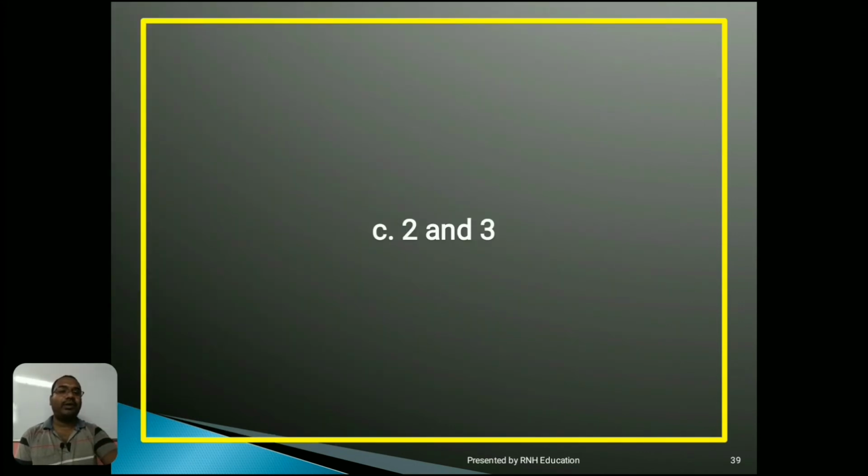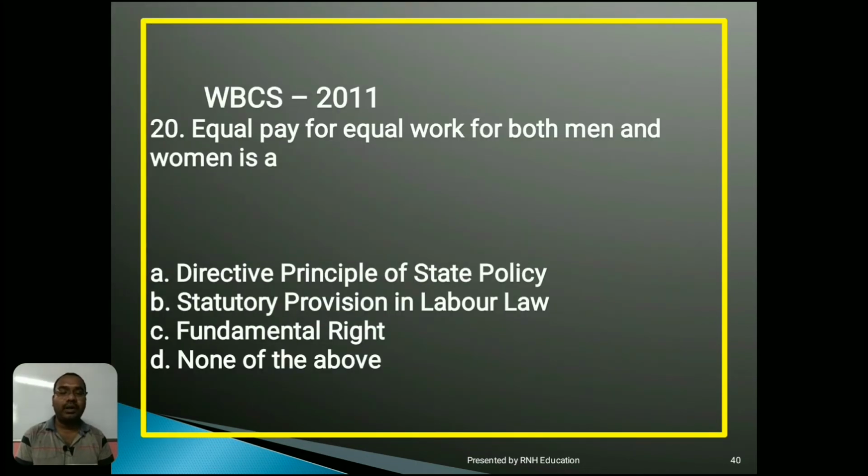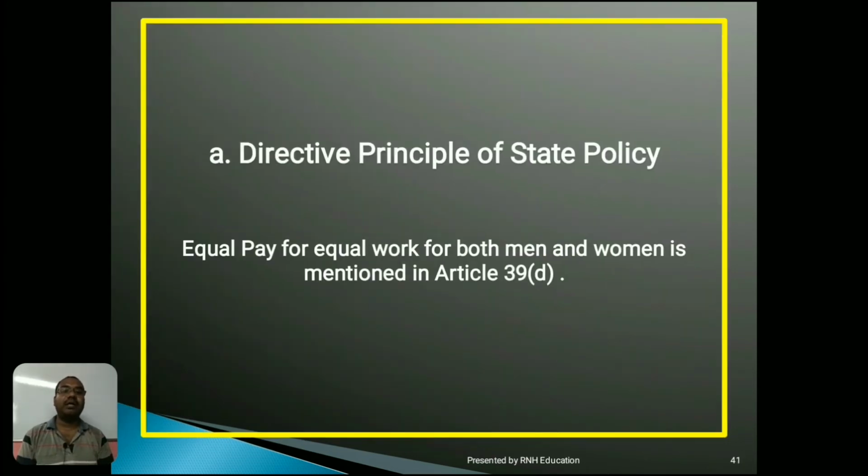Okay friends. Now going to the next one, the next question, that is question number 20, and from here it was asked in BCS 2011. Equal pay for equal work for both men and women is. Options are A, directive principles of state policy, option B, statutory provisions in labor law, option C, fundamental right, and option D, none of the above. Now see the answer. The answer is option A, that is directive principle of state policy. Equal pay for equal work for both men and women is mentioned in Article 39D.